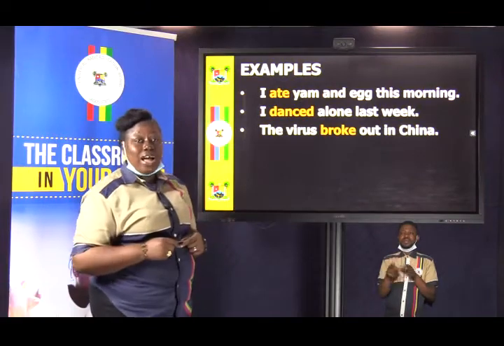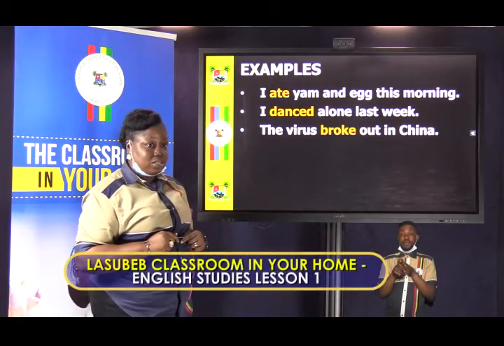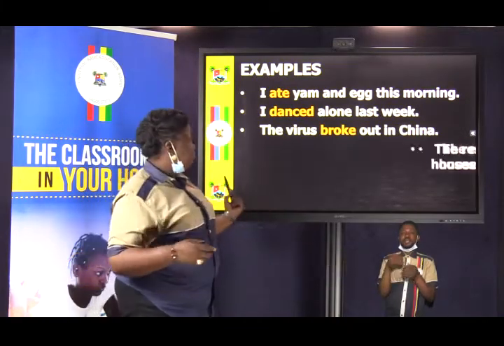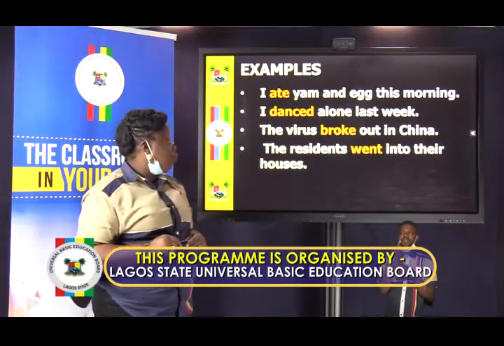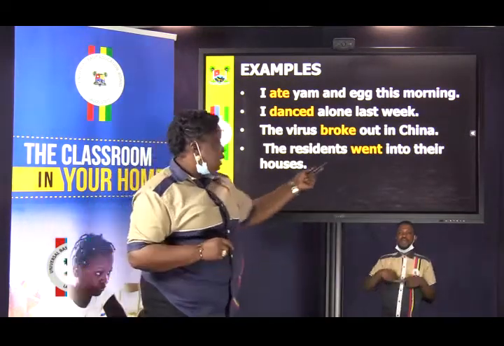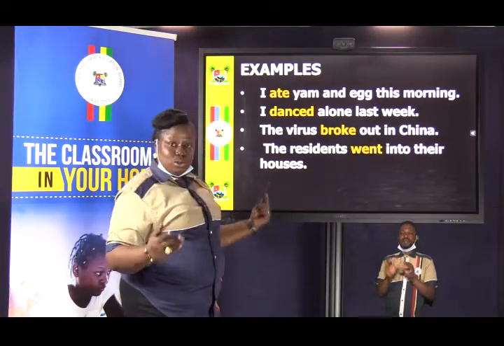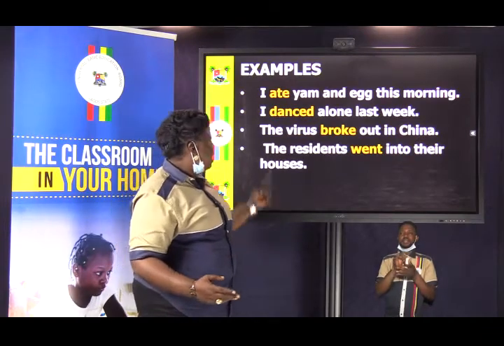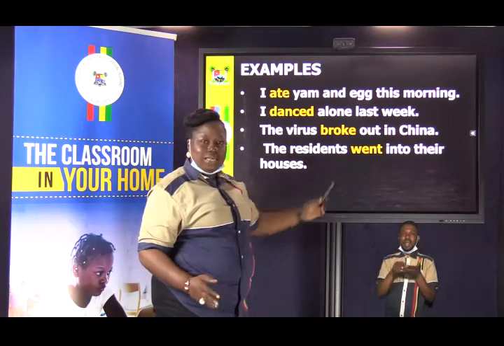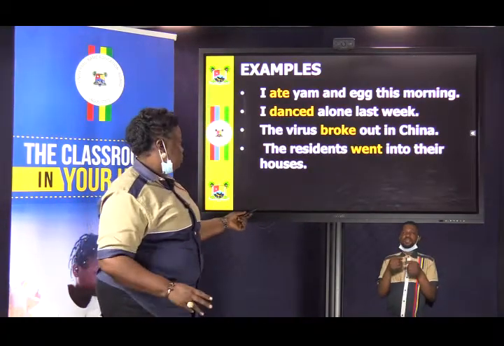The virus broke out in China. You know the virus we've been talking about? Of course, the coronavirus. It broke out in China. The residents went into their houses. An action that has been completed. That is where we have words like ate, danced, broke, went, expressed in the simple past tense. Are we together?